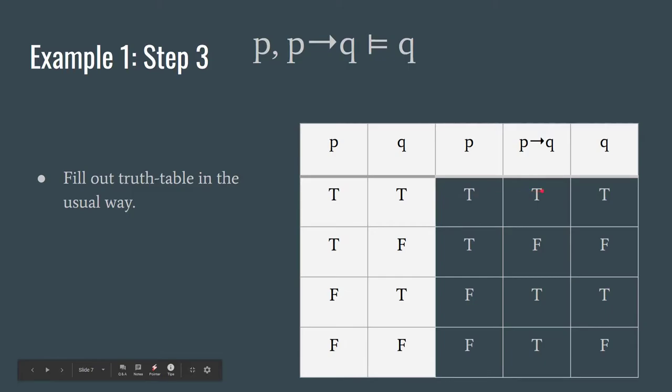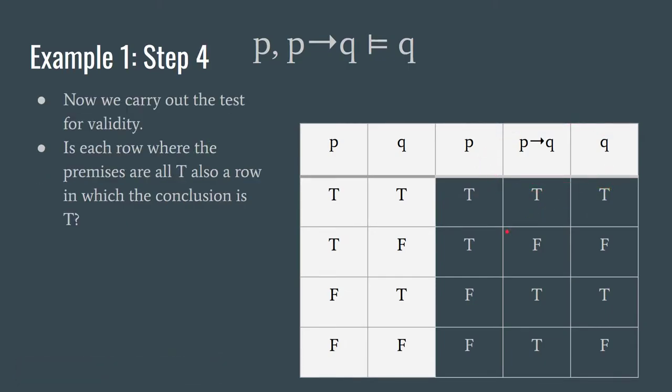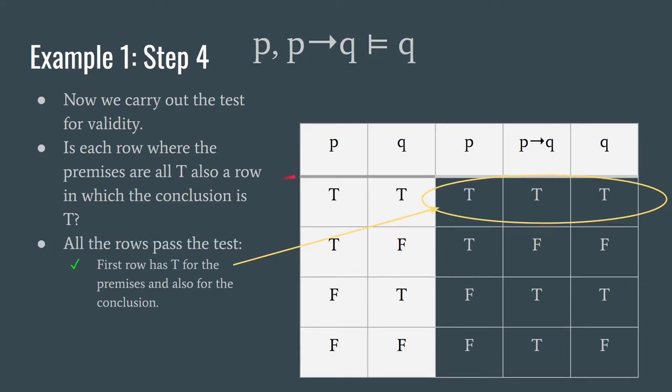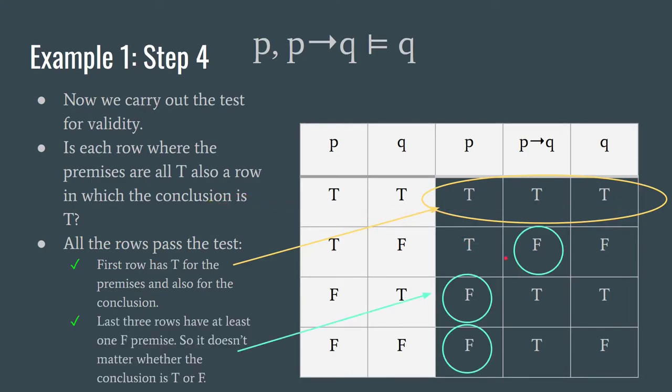Now we've got the premises and the conclusion nicely laid out for us, so we can carry out the test for validity. The validity test is to ask yourself, is each row where the premises are all true also a row in which the conclusion is true? Turns out in this argument, all the rows pass the test. Notice in this first row, we have true premises and the conclusion is true, so we're good to go. In all the remaining rows, however, there are falsities in the conclusion, but there are also falsities in the premises. So these rows also pass the test.